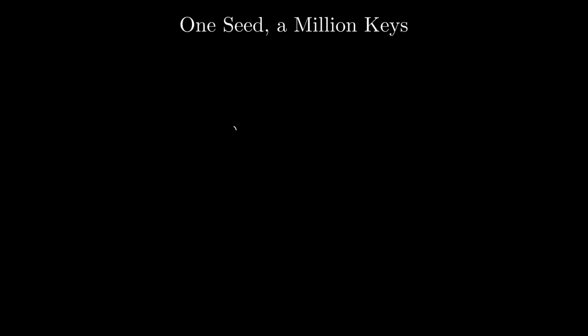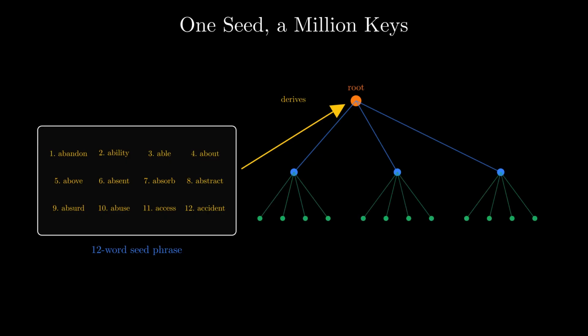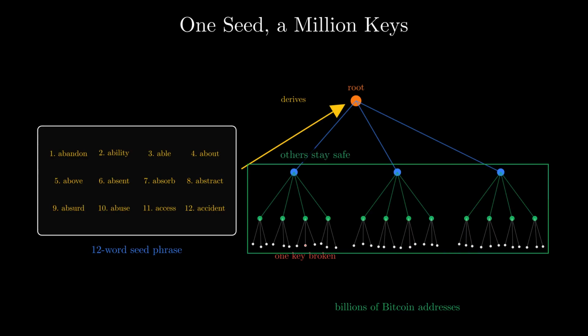You write down 12 words on paper. From those 12 words, your wallet generates billions of Bitcoin addresses. Lose your phone, and any compatible wallet regenerates every single one. If all those keys come from the same source, why doesn't breaking one break them all?